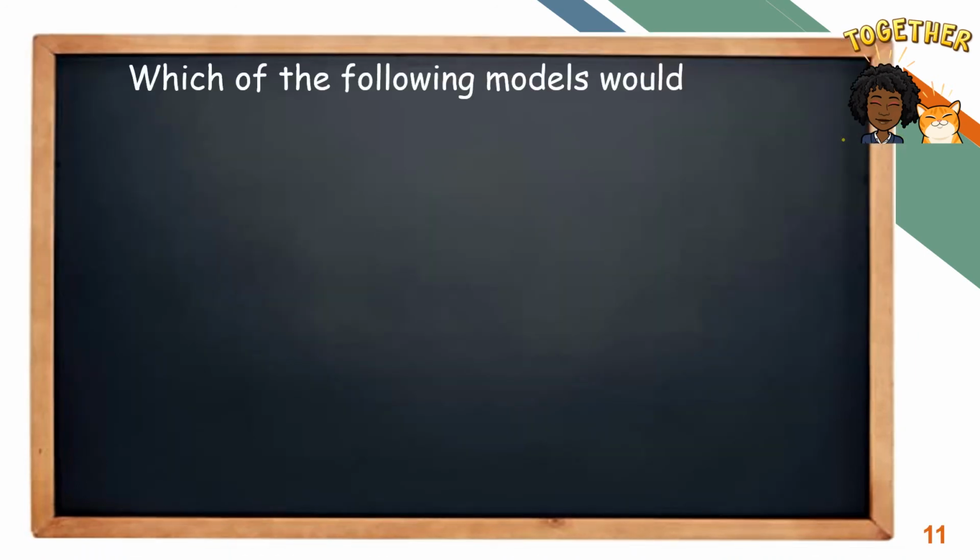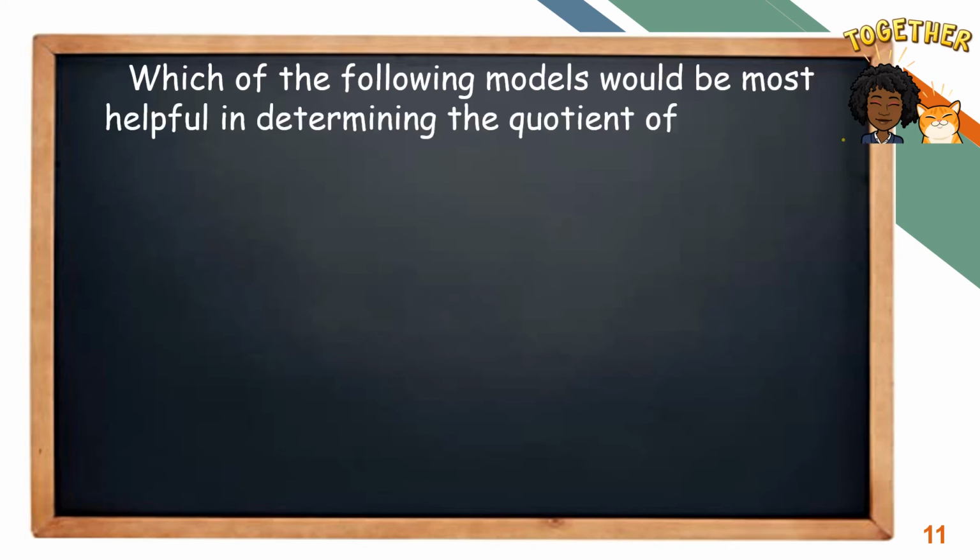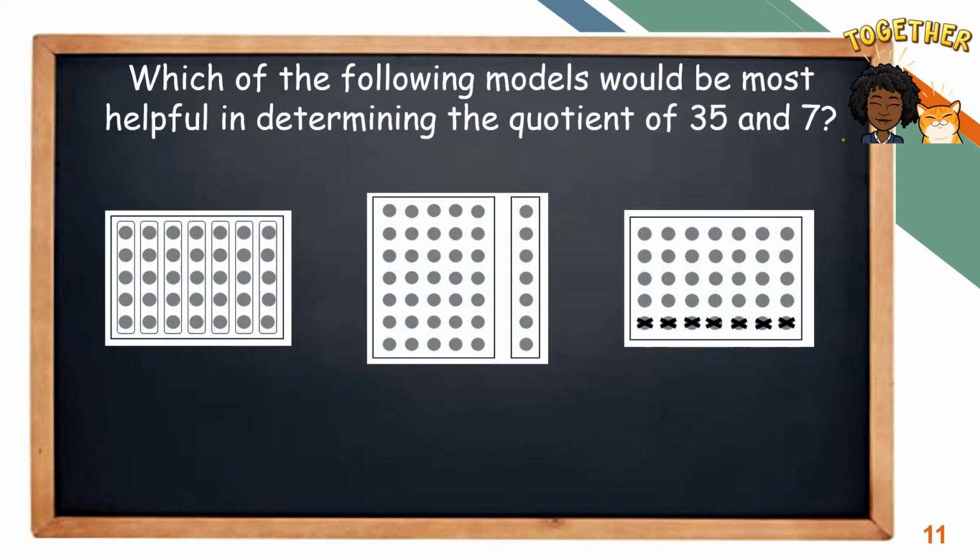Let's look at this one. Which of the following models would be most helpful in determining the quotient of 35 and 7? How many total dots should be in the model that best fits the quotient of 35 and 7? We should look for the model with 35 dots. Let's see which ones have that. The first array is 7 by 5 for a total of 35. The second array is 6 by 7 for a total of 42. And the third array is 7 by 5 for a total of 35.